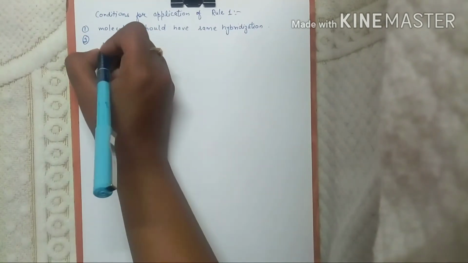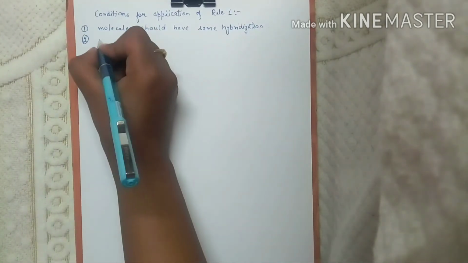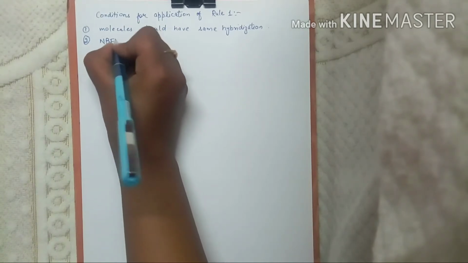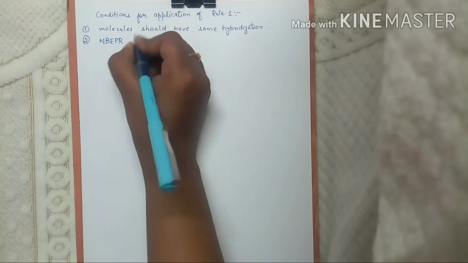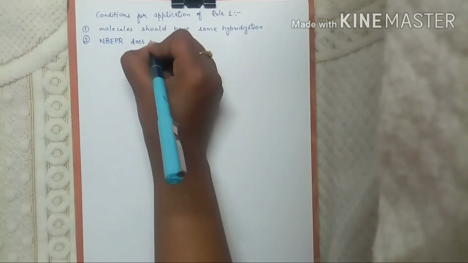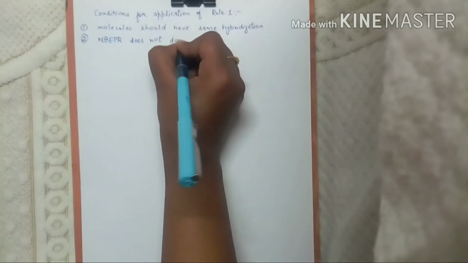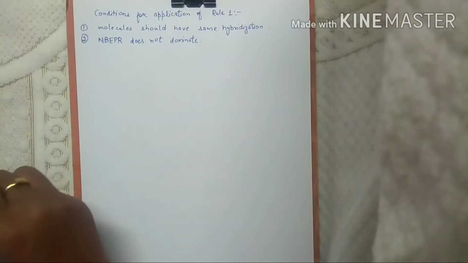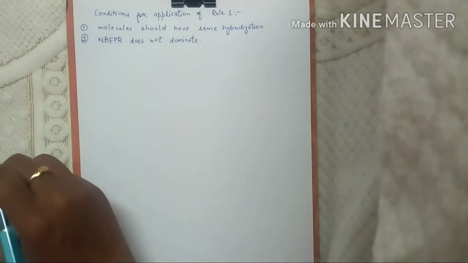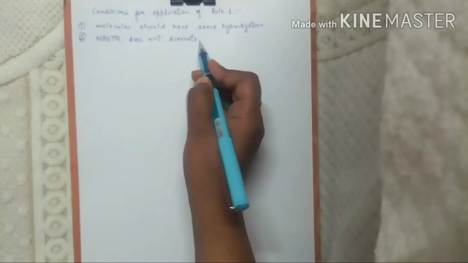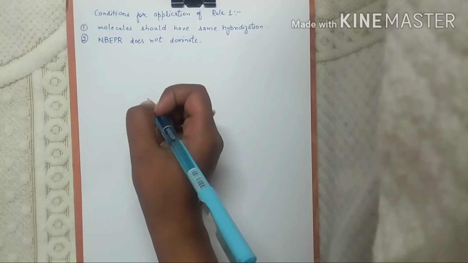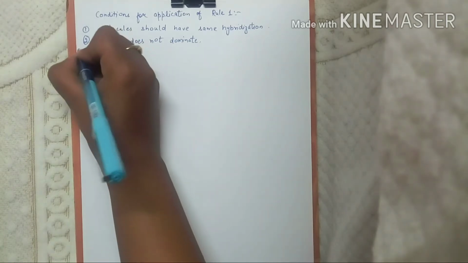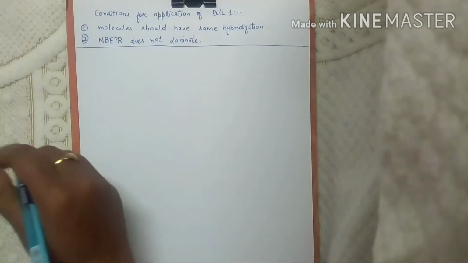The second condition is that rule 1 is only applicable when NBEPR, non-bonding electron pair repulsion, does not dominate. NBEPR should not dominate, and we know the conditions in which NBEPR dominates, that we have studied in the previous video. So these are the two conditions. That's it for rule number 1.